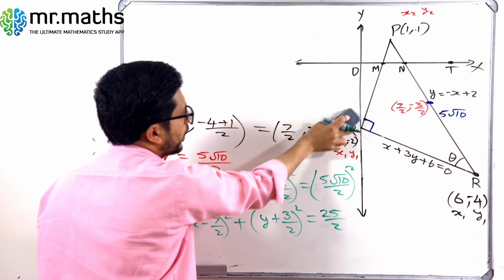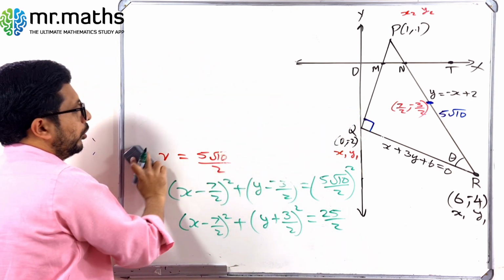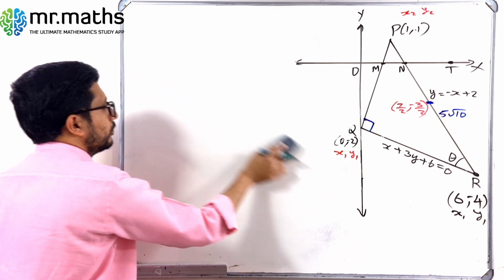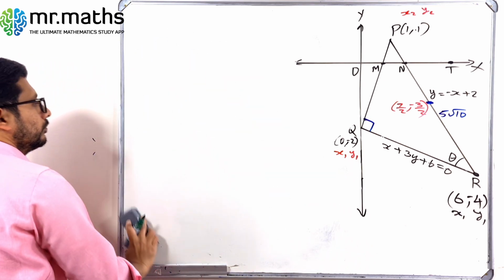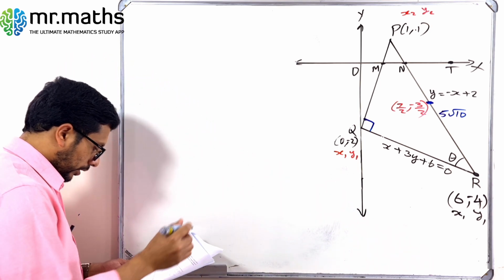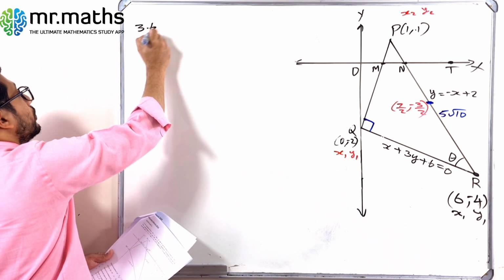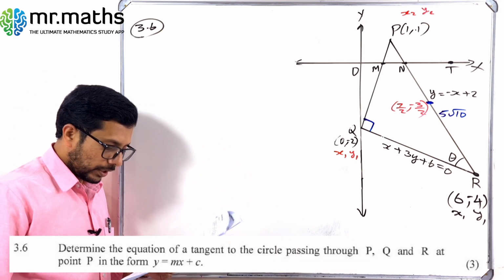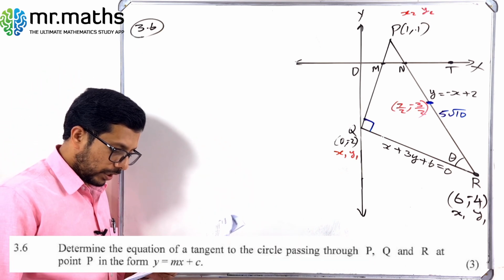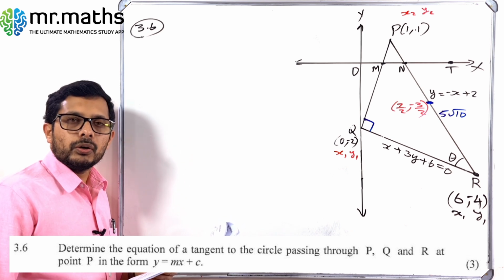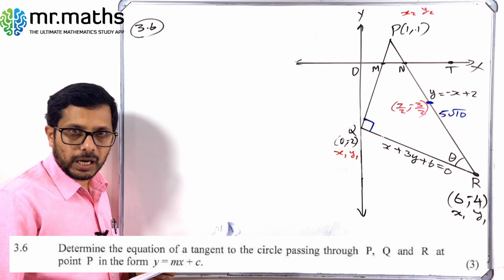Now let's move to the next question, question number 3.6. What is that question? Determine the equation of a tangent to the circle passing through P, Q and R at the point P in the form y is equal to mx plus c. So you have to find the equation of a tangent.